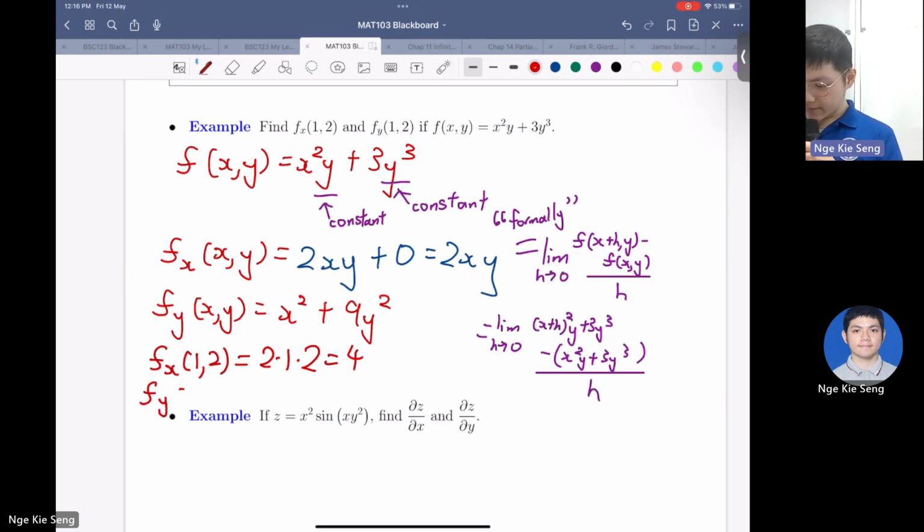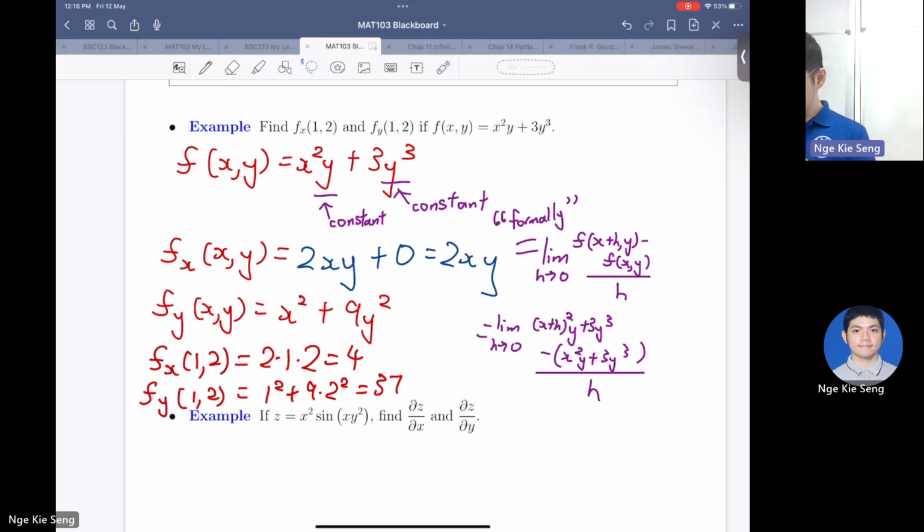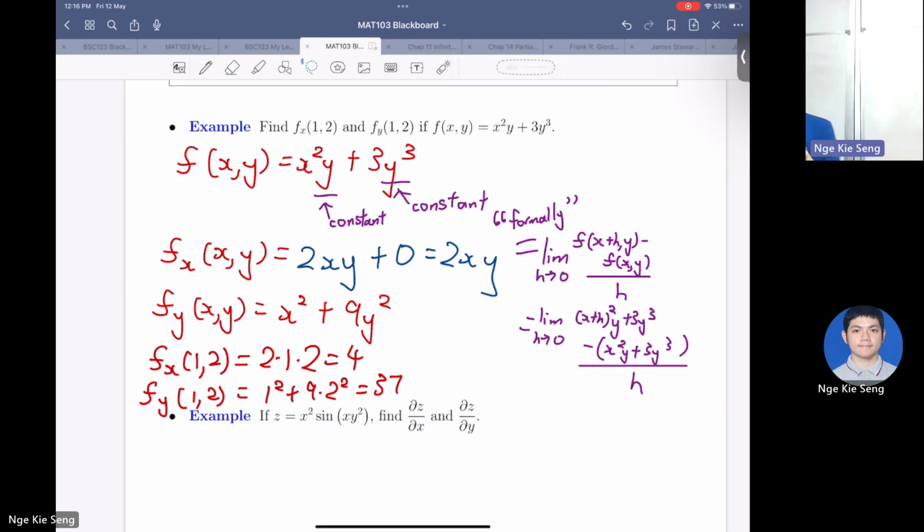And similarly, fy of (1, 2) is 1 squared plus 9 times 2 squared, which is 37. We introduced two partial derivatives. One partial derivative is at that point and also as a function. Similarly, this number here can also be computed in a limit way.